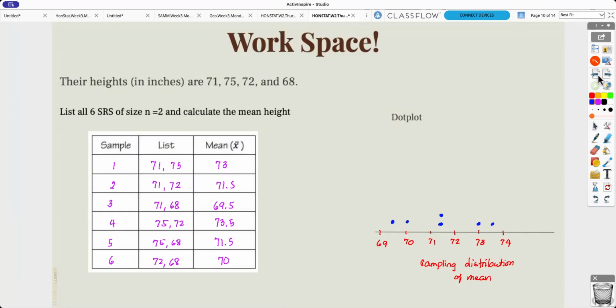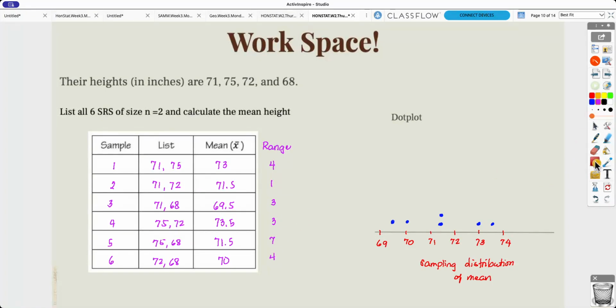Now, what about if we do the range? I'll add in one more column here. And let's get the sampling distribution for the range. How do we find the range? Range is the highest value minus the lowest value. So 75 minus 71, that's equal to 4. 72 minus 71 is 1. 71 minus 68, that's 3. 75 minus 72 is 3. 75 minus 68, that's 7. And 72 minus 68 is equal to 4.